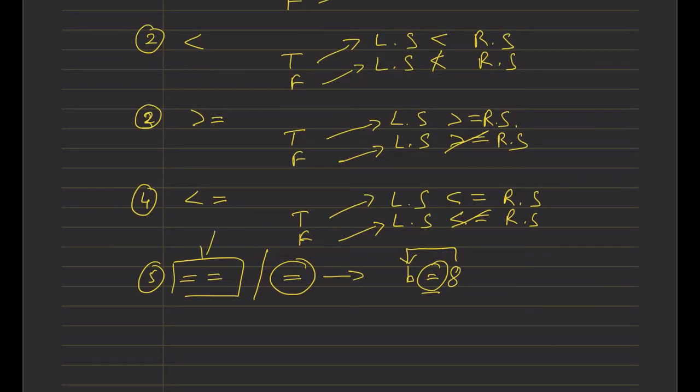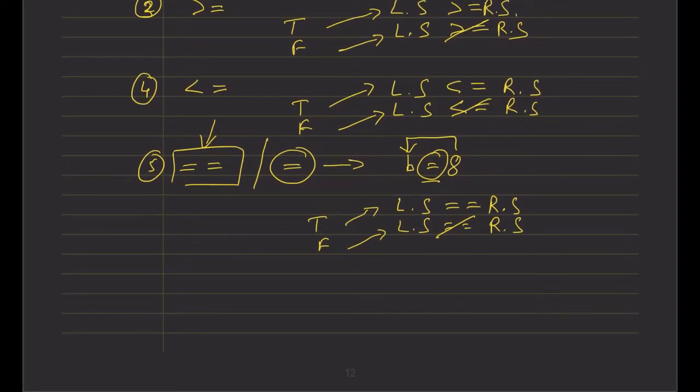But the double equal to sign is used for comparison. So we use this operator to compare two values. This operator returns true if the left side operand is equal to the right side operand, and it returns false if the left side operand is not equal to the right side operand.